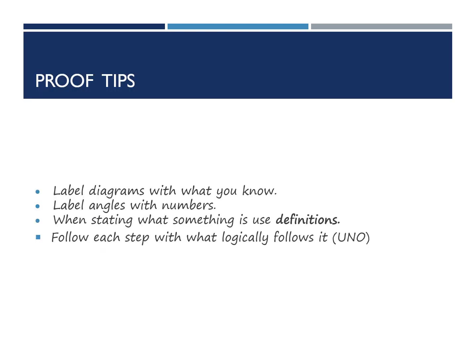Right. Here are some proof tips. Label diagrams with what you know. If you can label angles, and this will get into more with numbers, instead of having to look at all three letters to name an angle, we can also name them with numbers. When stating what something is, we use definitions and follow each step with what logically follows it, back to the given. Now these are just two examples. I'm going to teach this again in class tomorrow with some different examples, but I just want this video to be there for you guys to refer back to when you get stuck. So you're going to see it at home and you're going to see it in class again, because proof can be a tricky thing.